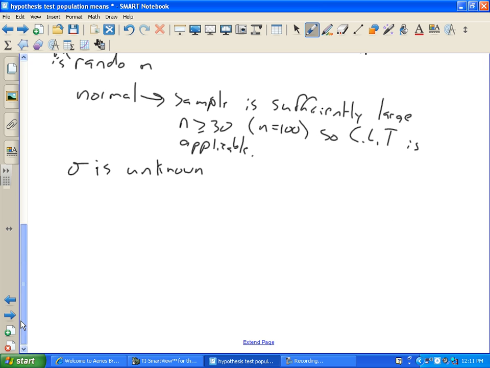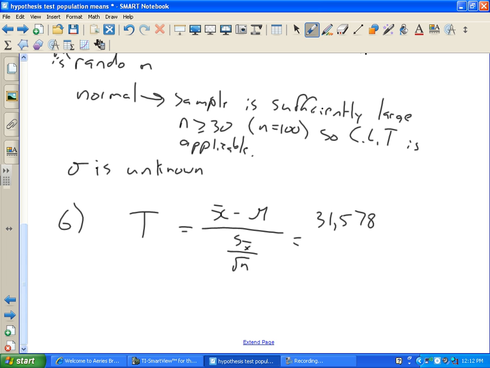Step 5. Step 6. T-statistic is x bar minus mu over s of x over the square root of n. Should look familiar. Plugging in 31,578 minus 32,500 over 4,415 divided by the square root of 100.